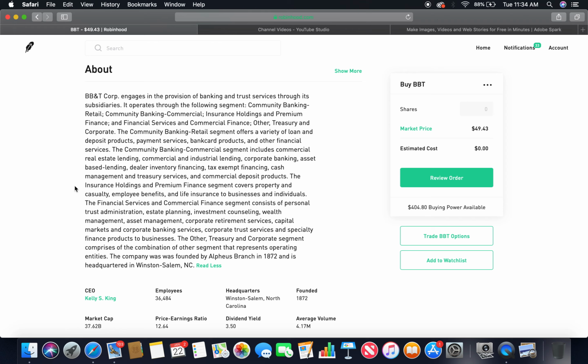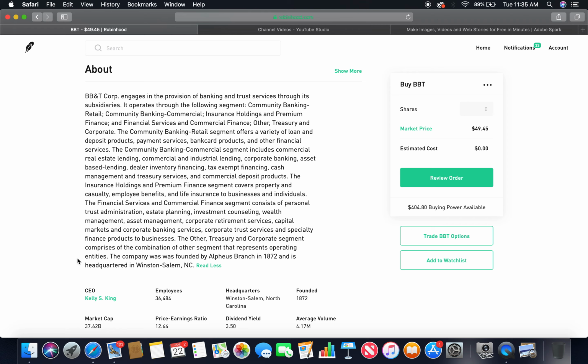The insurance holdings and premium finance segment covers property and casualty, employee benefits, and life insurance to businesses and individuals. The financial services and commercial finance segment consists of personal trust, administration, estate planning, investment counseling, wealth management, asset management, corporate retirement services, capital markets, and corporate banking services, corporate trust services and specialty finance products to businesses. The other, treasury and corporate segment comprises the combination of other segments that represent operating entities.